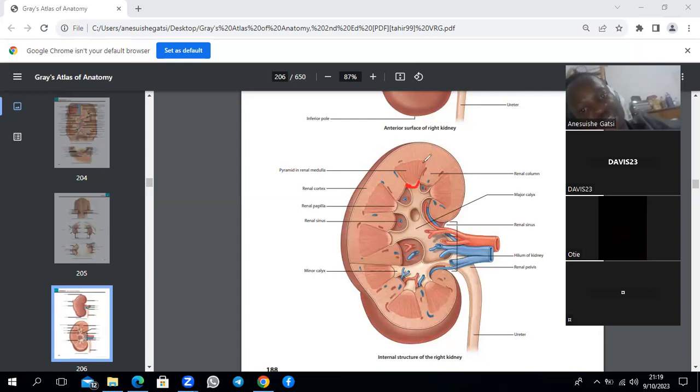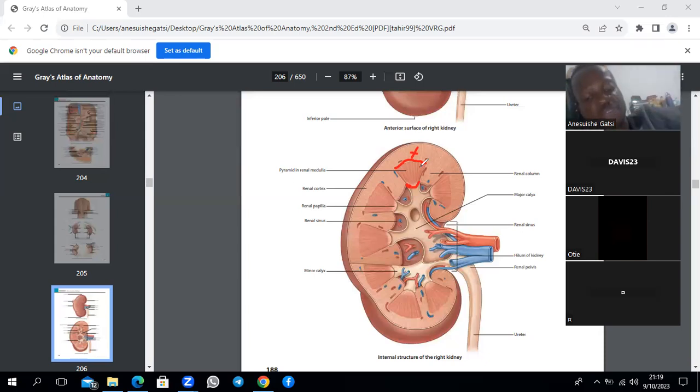Then there's a base here, which is towards the cortex side, where I've put the X. That's the cortex. Remember, kidney will have a cortex and a medulla. The base of the renal pyramid faces the cortex. Then the apex of the renal pyramid points towards the hilum. Right. I don't want to speak much about histology since there is a section for that.